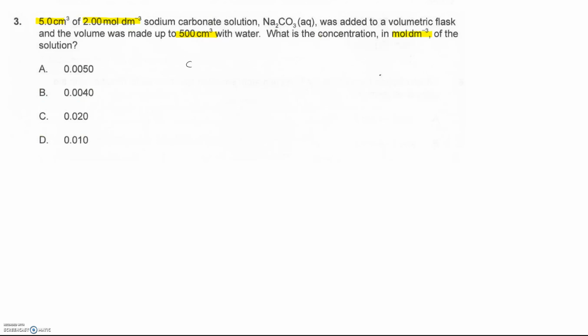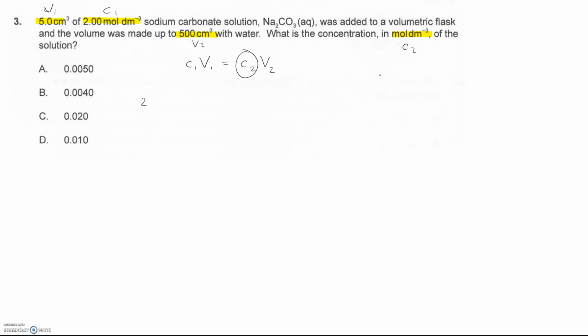So the concentration of the initial times the volume of the initial is going to equal the concentration at the end times the volume at the end. Again, I have my initial volume and concentration, and I have my final volume, and I'm looking for my final concentration. So I can rearrange this equation, and I can look at my units, but they're not going to have a large impact on me because they're all going to cancel out nicely.